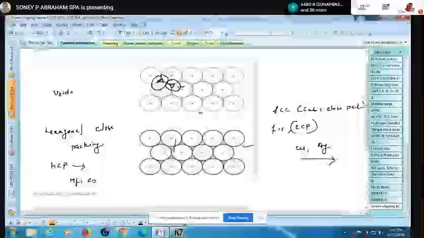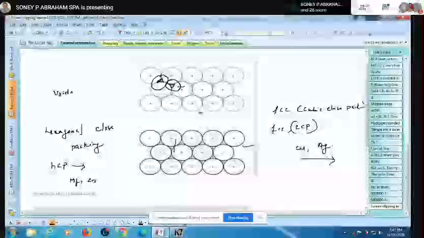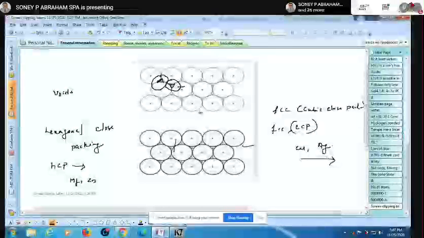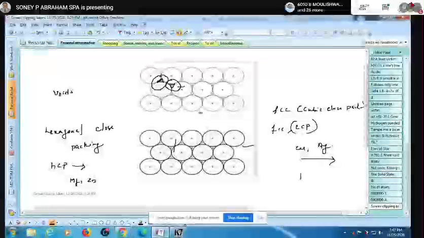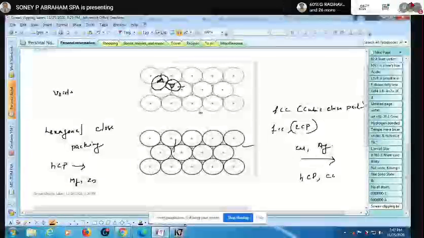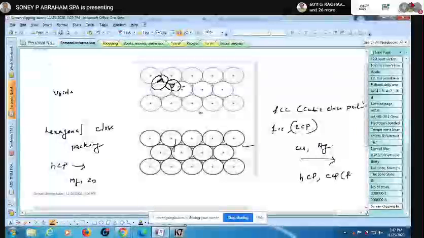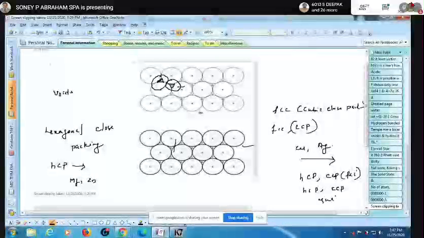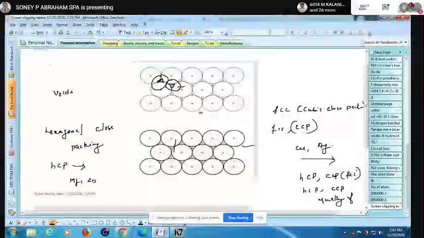So in 3 dimensions, when you arrange over the hexagonal close pack structure in 2 dimensions, that will either lead to HCP, hexagonal close packing, or CCP, cubic close packing, which is also known as FCC. And you can see that both HCP as well as CCP are equally efficient. So what is the structural difference between them?